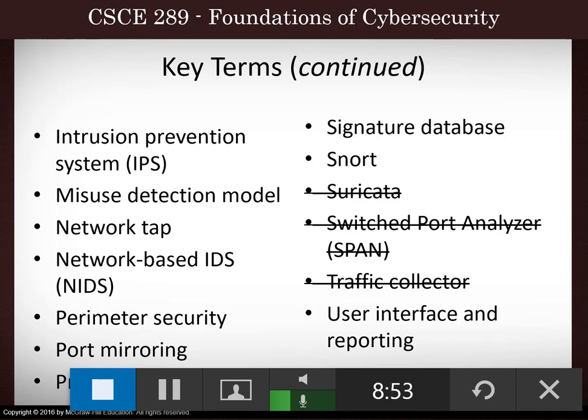The misuse detection model is an IDS model where the IDS looks for suspicious activity or activity that violates specific policies and then reacts as it has been programmed to do. And this can be an alarm, an email, a router reconfiguration, a TCP reset message, any of those.